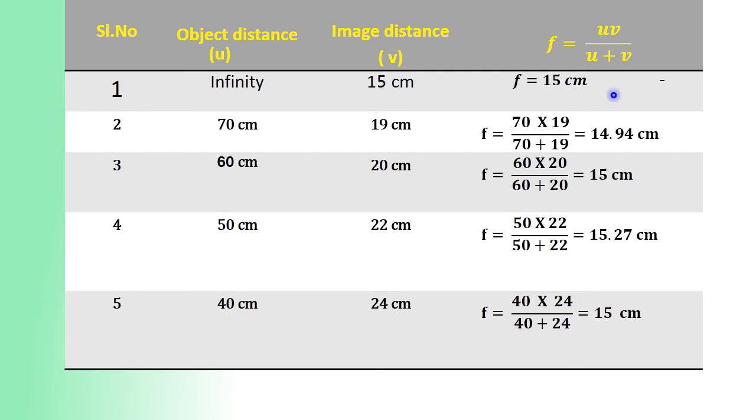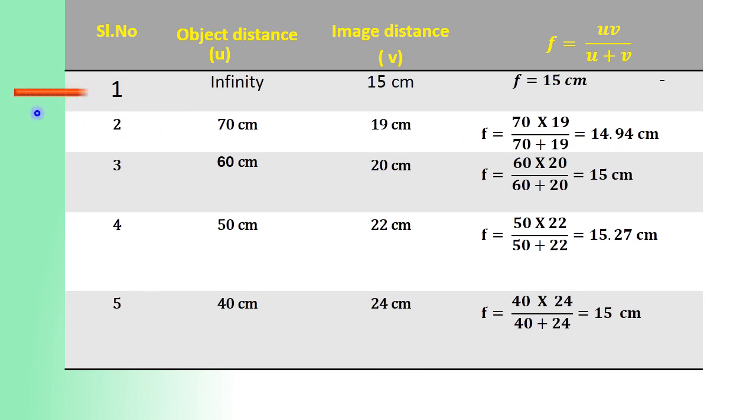Here are the u and v values written in the table. v is always greater than u. That means in the first case the denominator is greater than 0, the object was at infinity, and image distance will become 15 centimeters. Hence f is always positive, 15 centimeters. In the second case, we observed that the object is at 70 centimeters and image is at 19 centimeters, and substituting these values in this formula we get F value as 14.94 centimeters.